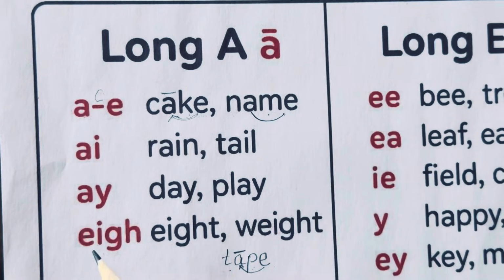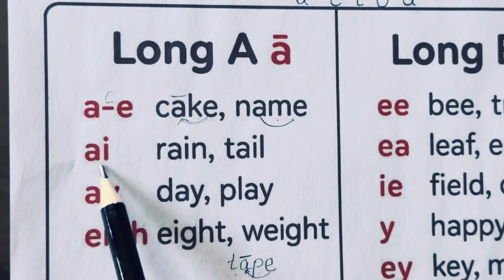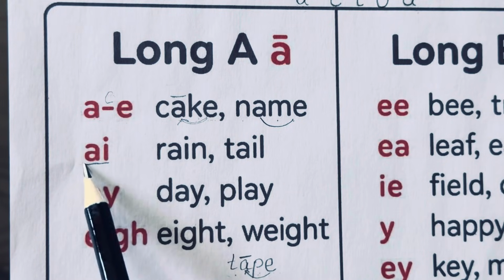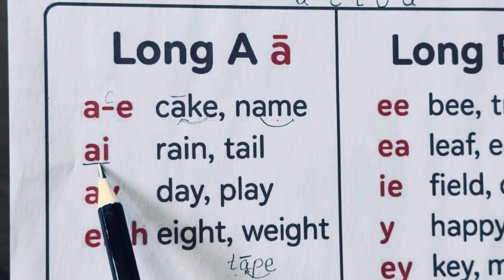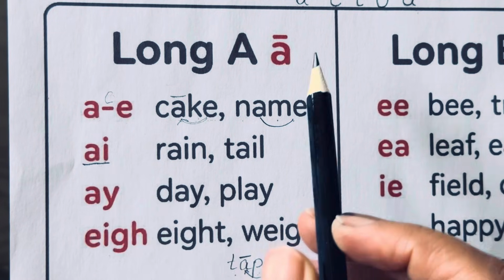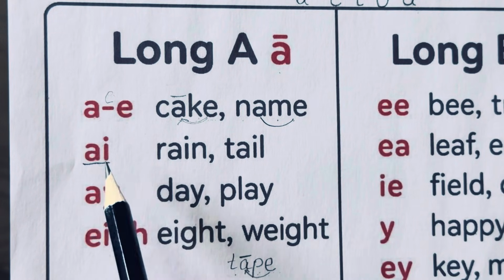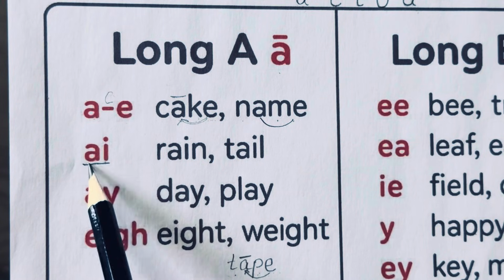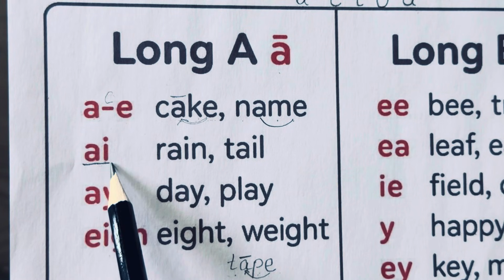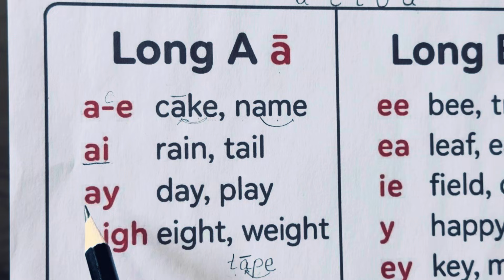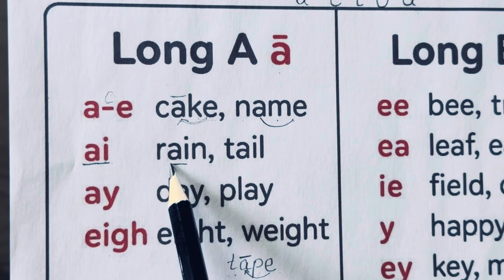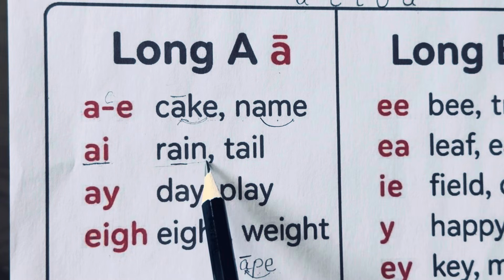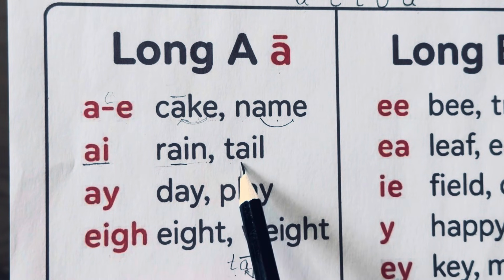Next spelling pattern: whenever you see these two letters A and I together in a word, we will make the sound A. We will use the long vowel A sound. Or we can say when two vowels go walking, the first one does the talking and the second one remains silent. Let's learn in these examples. R, a, i, n, rain. T, a, i, l, tail.